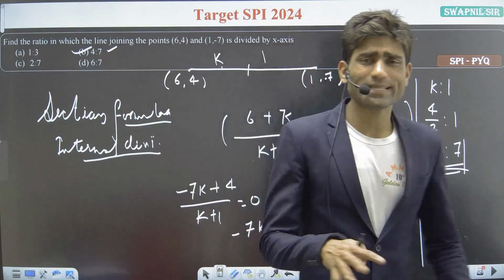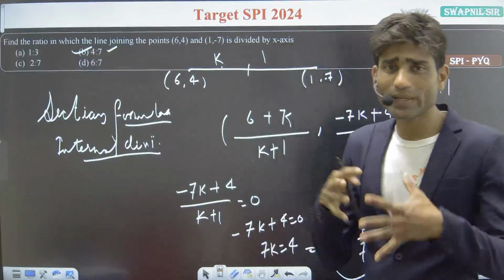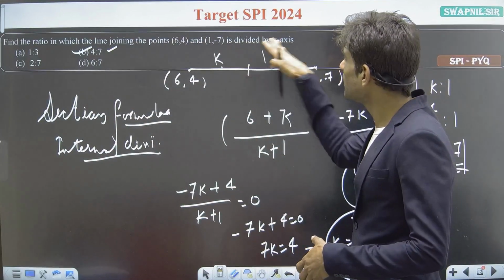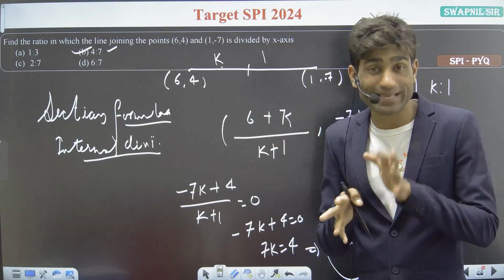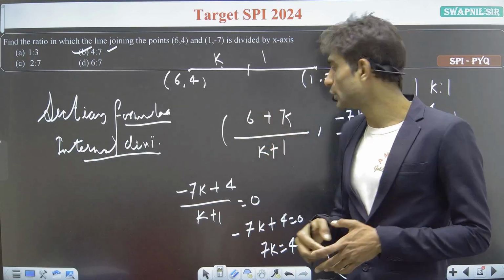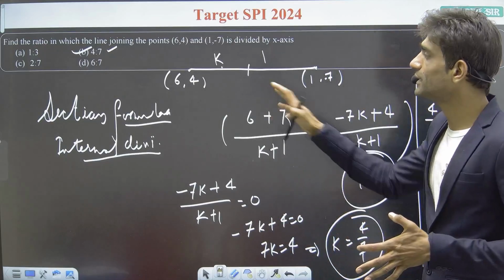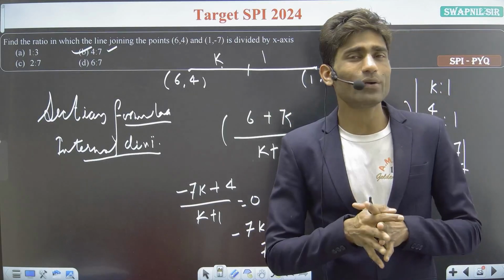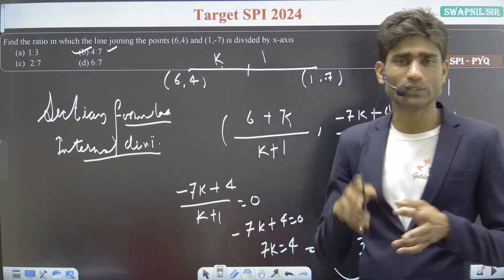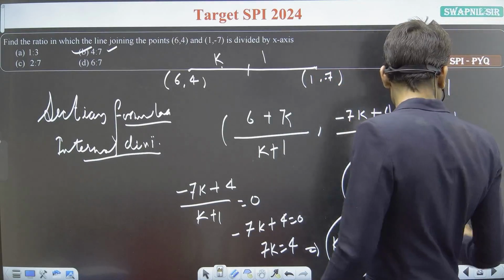Now see how easy this type of question is. We have to understand that when the point divides the x axis, the equation of the x axis is y equal to 0, and we have to apply the section formula for internal division. I hope you all have understood. It's a completely easy solution. Now let's move to the next example.